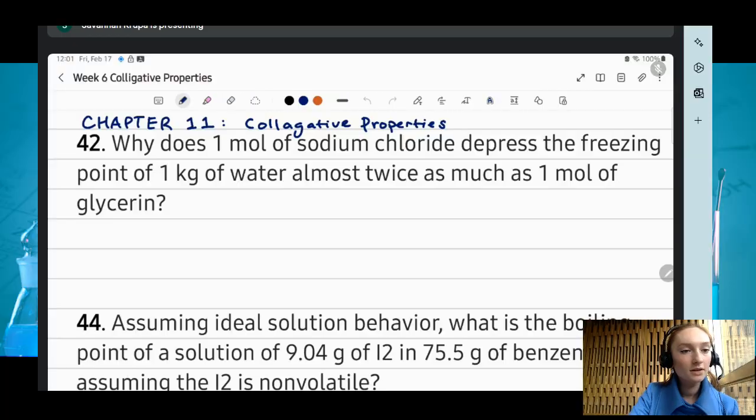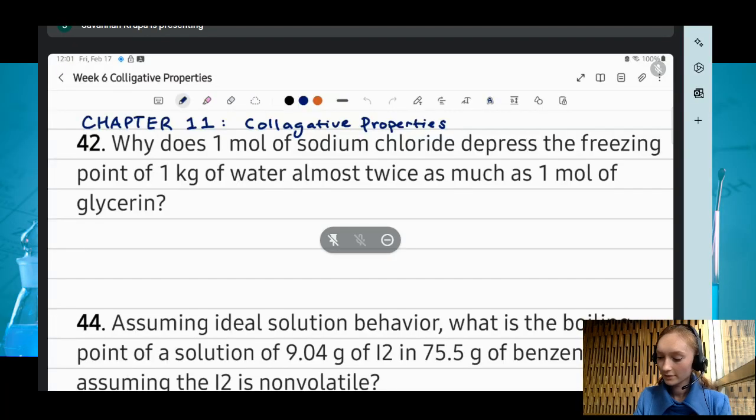We will be going over chapter 11 today from your textbook, as well as colligative properties and equations with molarities, pressure, temperature, that sort of thing. So let's jump right into it. We will be working on question 42 to start out with. Let me show you my screen.